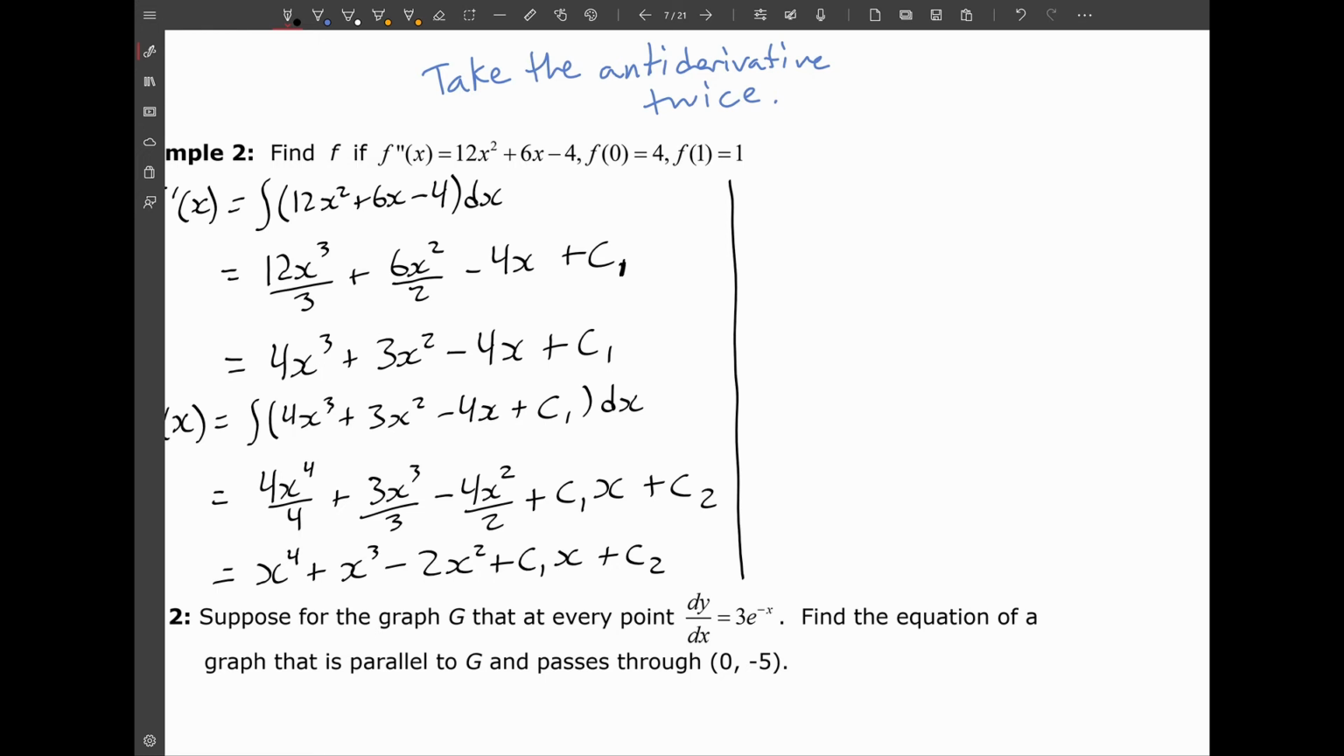So I'll start where f of 0 is equal to 4. What that lets me do is say 4 is equal to 0 to the power of 4 plus 0 to the power of 3 minus 2 times 0 to the power of 2 plus c1 times 0 plus c2. You'll notice this basically allows us to eliminate everything except for c2. How convenient. So we've got c2 is equal to 4. Actually, that bothers me. I'm going to write it the other way.